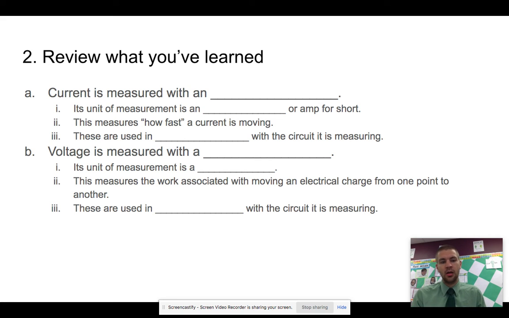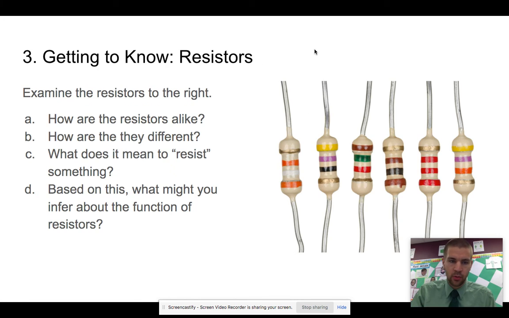Voltage, on the other hand, is measured with a voltmeter. Its unit of measurement is a volt. This measures the work associated with moving an electrical charge from one point to another. These are used in parallel with the circuit it is measuring. So again, that was all reviewed. That's why we ran through it really quickly.